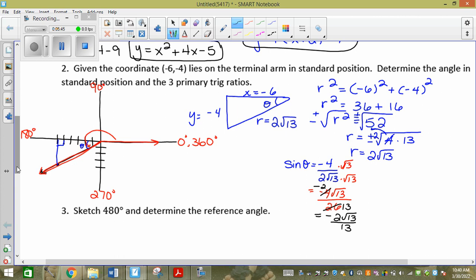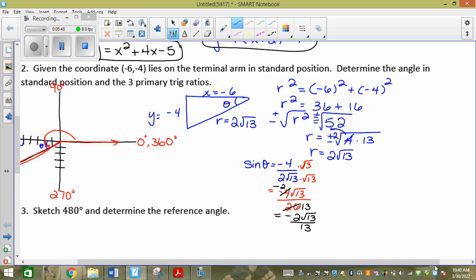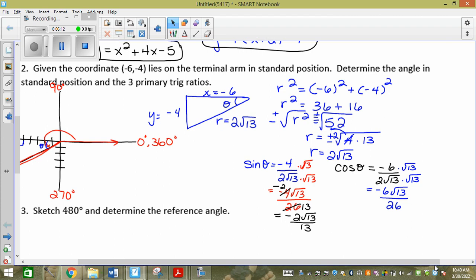Cos theta is x over r. So we're going to get negative 6 over 2 root 13. Once again, I need to rationalize, so I'm going to multiply by root 13. And I'm going to get negative 6 root 13 over 2 times 13, because root 13 times root 13 is 13. So 2 times 13 is 26. And then I reduce. Take a 2 out of both, I get negative 3 and 13. So I get negative 3 root 13 over 13.